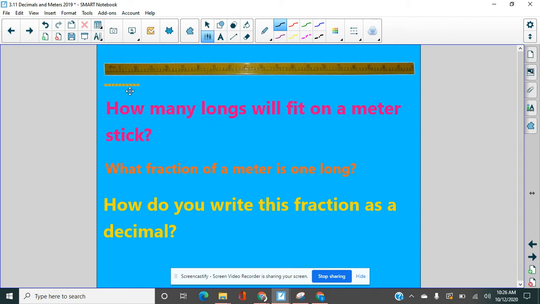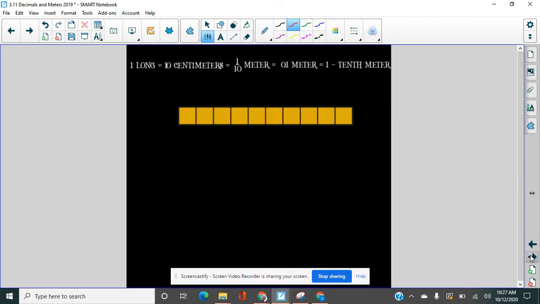It's just like fraction circles, only now we're stretching it out, right? If we can fit 10 of these on this whole meter stick, one of them is worth 1/10. And how could we write that as a decimal? 1/10. A 1 in the tenths place, right? So here's a lot of ways to write it. One long piece. It's worth 10 centimeters. It's 1/10 of a meter, which we can write like that or like that.